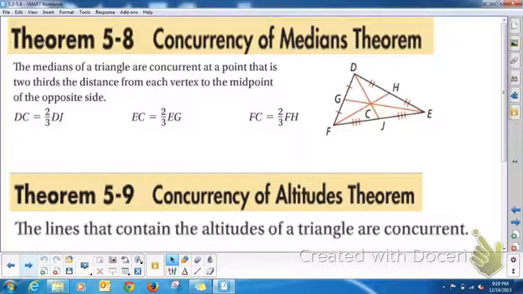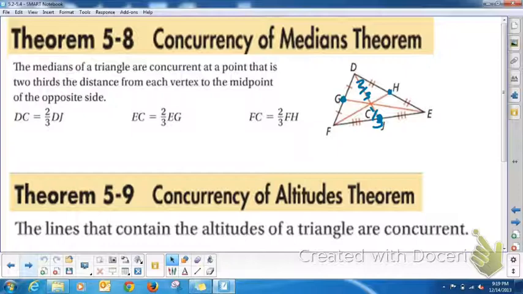Concurrency of medians theorem. The medians of a triangle are concurrent at a point that is 2/3 the distance from each vertex to the midpoint of the opposite side. So, the medians go to the midpoint of the opposite side. So it's 2/3 and 1/3. If you have the measure of the entire segment DJ, if you knew that it was 9, for instance, then you would know that D to C is 2/3 of 9, so it would be 6, and C to J would be 1/3 of 9, which is 3.